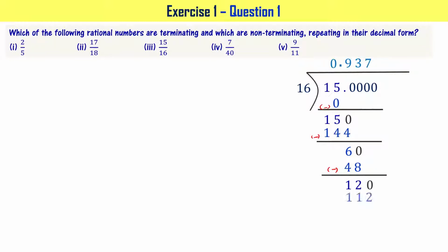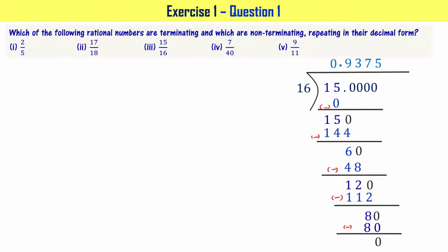7 times 16 is 112. Let me subtract that. When I subtract 112 from 120, I'm getting 8 as the answer, right? Bring another 0 down. So 8 becomes 80. We know 5 times 16 is 80. When you subtract 80 from 80, you get remainder as 0, right?